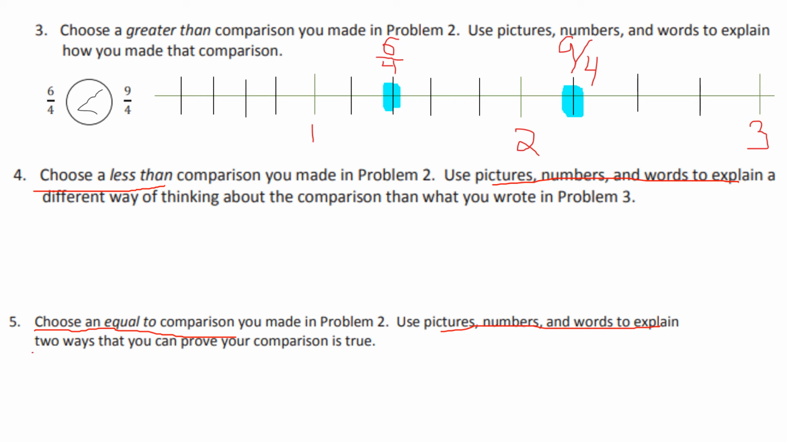So it's the same thing. And it does say for this one 2 ways that you can prove, but don't worry about the 2 ways. Just focus on finding at least one way right now. So I will give you time to answer those 2 parts. And remember, you may have chosen one that looks different than mine.